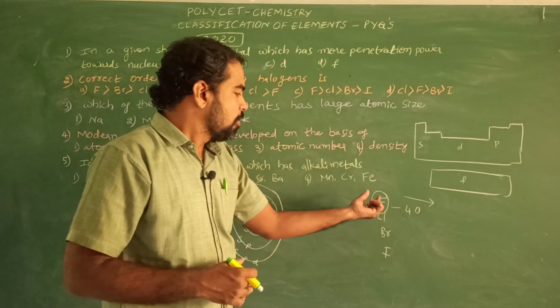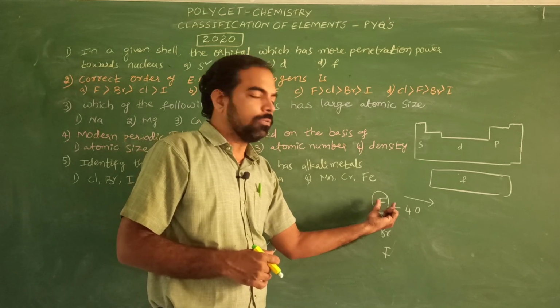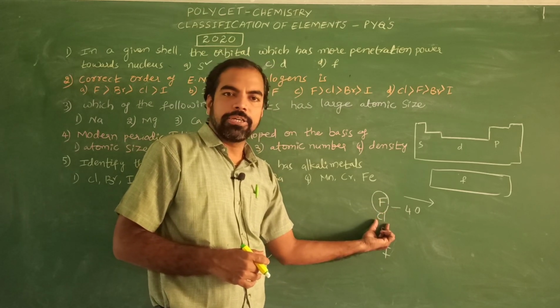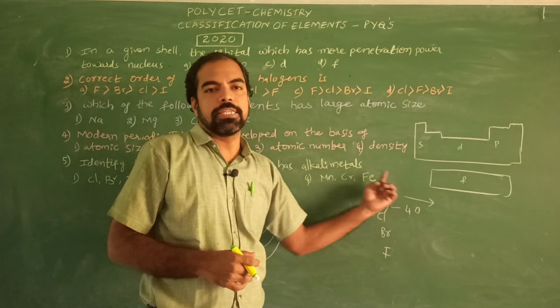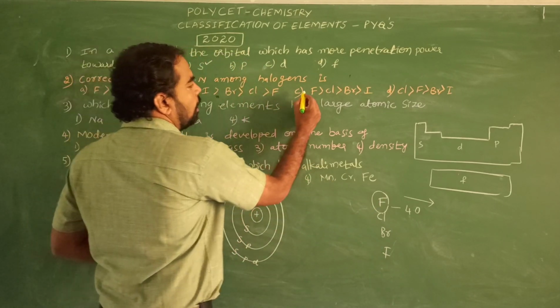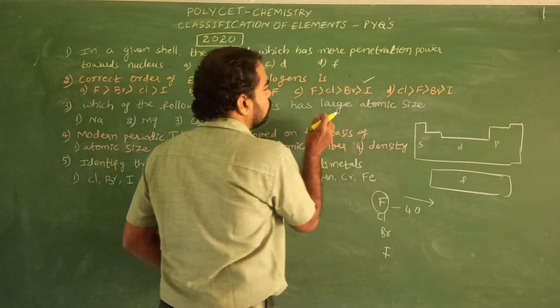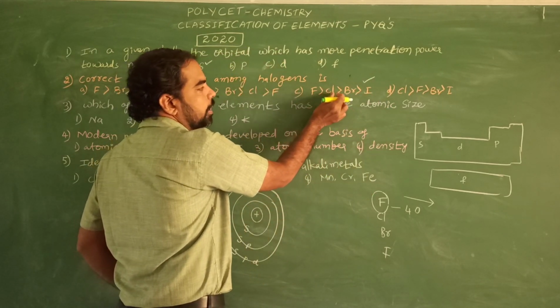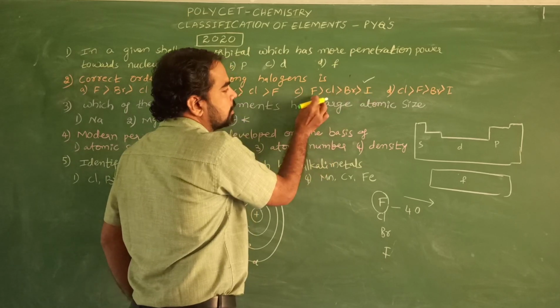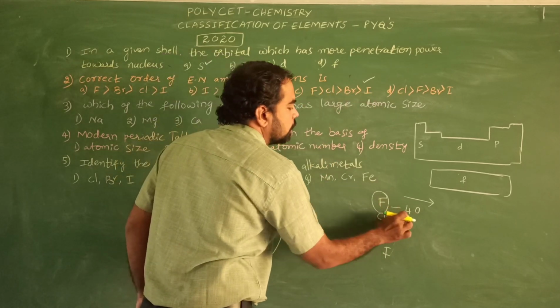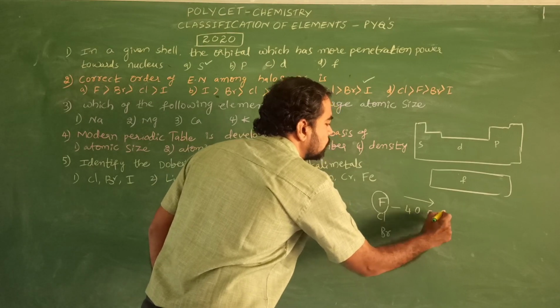Okay students. First one, fluorine, is more electronegative. Next less electronegative is chlorine. After that bromine and then iodine in halogens. So the option is the third one. Fluorine more electronegative. Next chlorine less, next bromine less, next iodine. That means F has more EN, 4.0.